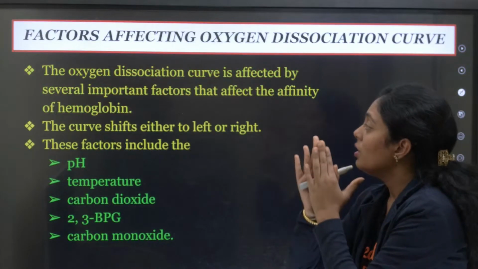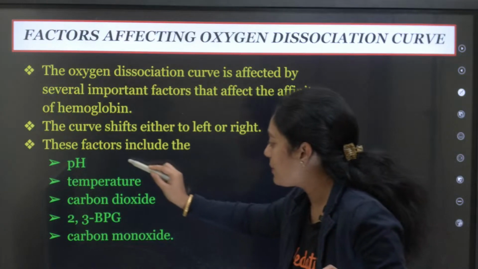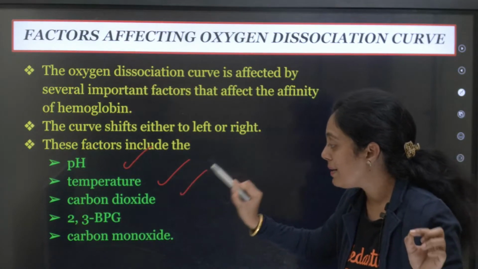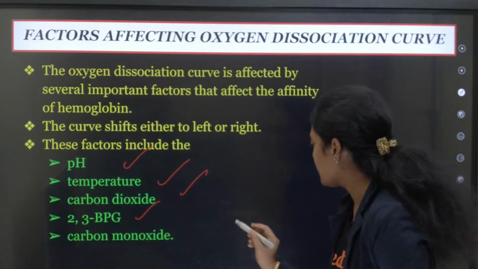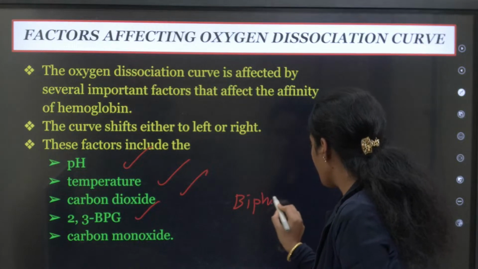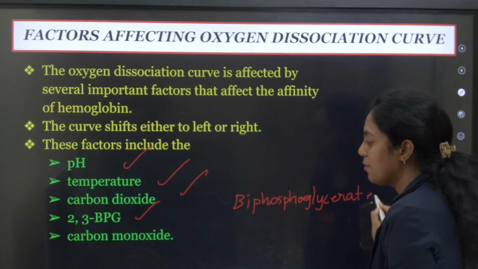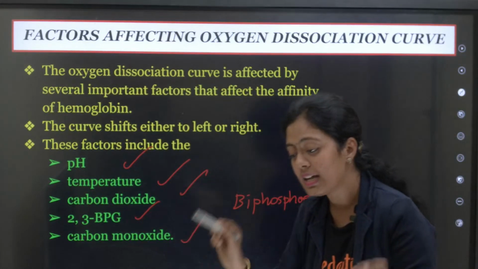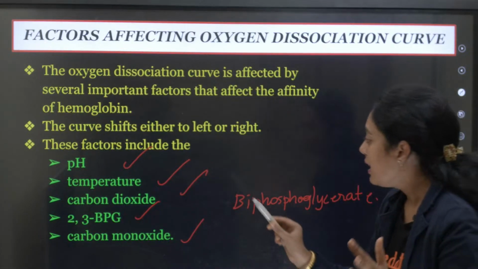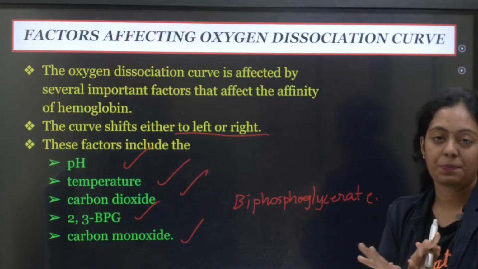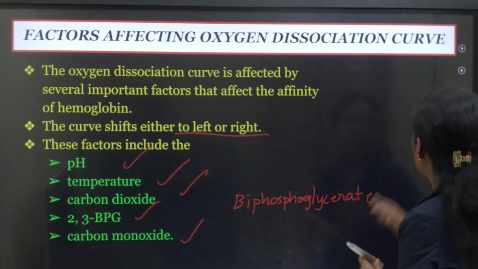Next, the oxygen dissociation curve is affected by several factors. What are the factors, guys? pH, temperature, carbon dioxide, 2,3-BPG. Can anyone tell me what this BPG is? It is biphosphoglycerate. And carbon monoxide. All these are the factors that affect my oxygen dissociation curve. The curve shifts either to the left or to the right, depending on these factors. Can we continue? Yes or no?